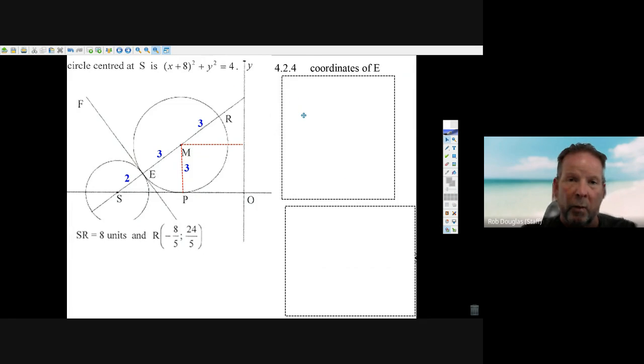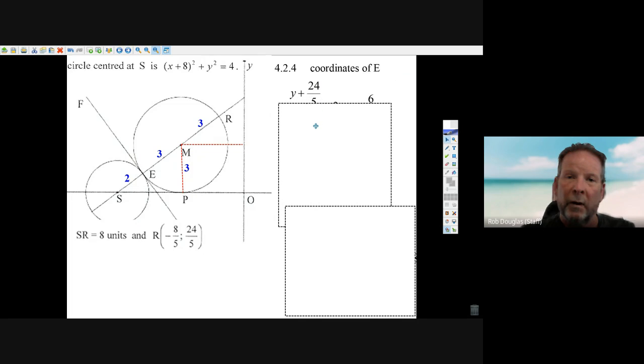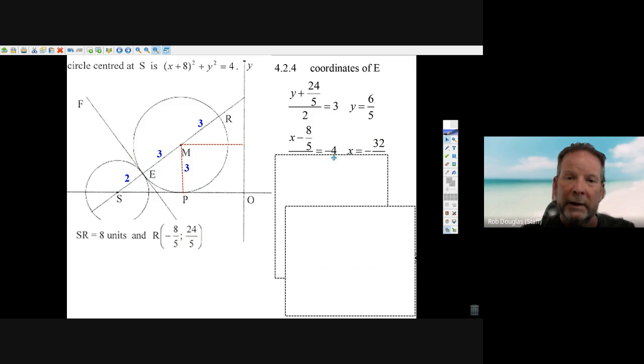The next question says the coordinates of E. Well, we've got R. We've got M. We know that, and we're trying to figure out E. Well, M is the center of E and R. It's the midpoint. So we don't know what the y-coordinate of E is, but when we add it to the y-coordinate here and divide by 2, we know that we get the value 3. We know that if we take the x-coordinate and add it to the x-coordinate, so that's minus 8 over 5, and divide by 2, we get the x-coordinate of minus 4.